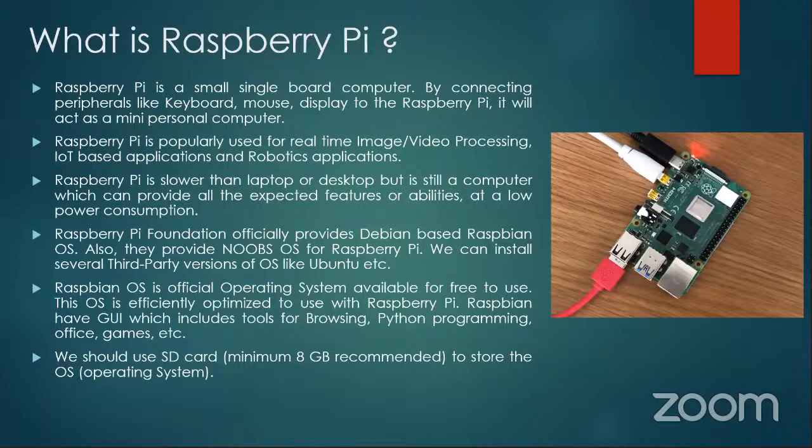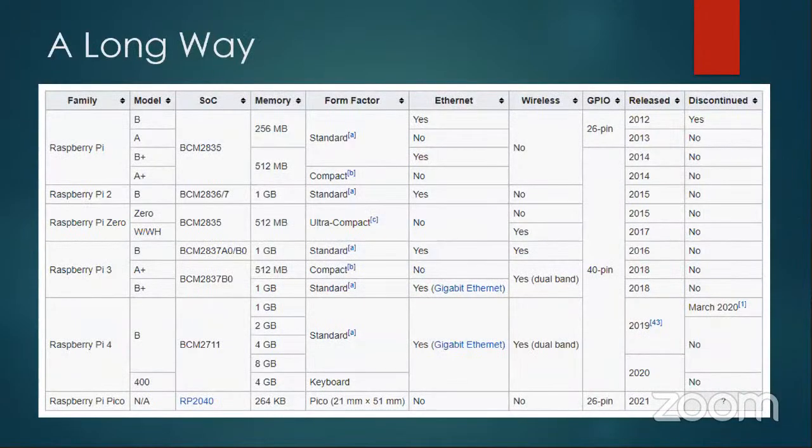We will see much more and go deeper right now. Yes, the Raspberry Pi has come a long way. Here you can see the Raspberry Pi family. Model A, B, A plus, B plus, all of these have been released.